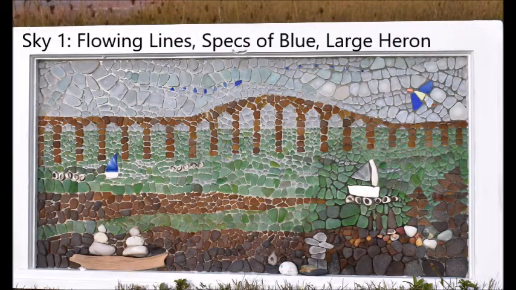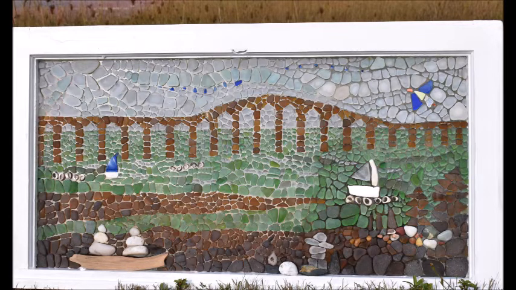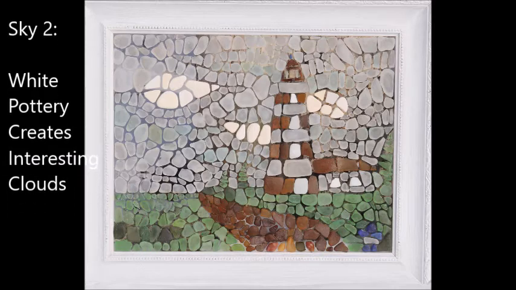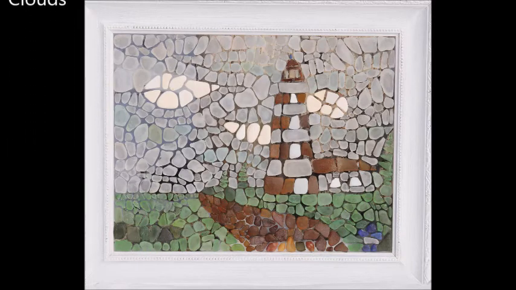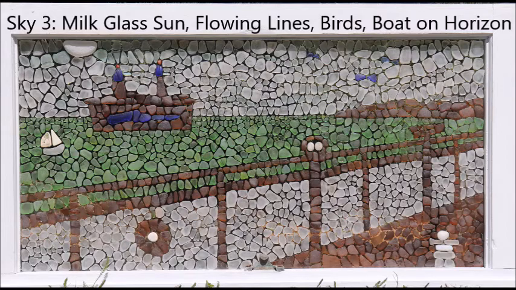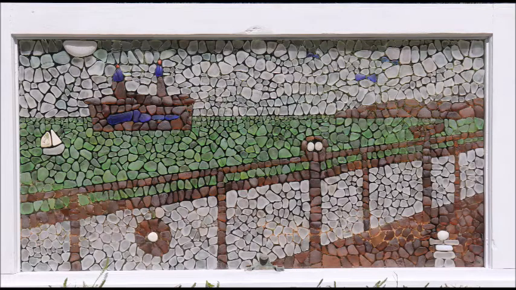So the first time I made this bridge, you can see how I made all these flowing lines with white and aqua sea glass, and I made some little blue specks there in the sky and that beautiful blue heron off in the right-hand side. So this is a big sky behind the lighthouse, and I used some white pottery pieces to create some really puffy, interesting white clouds. So you can see quite a bit of sky behind this boat that's floating on the water. And in the sky, there's a white milk glass sun and some blue birds and lots of flowing lines with white and aqua sea glass.